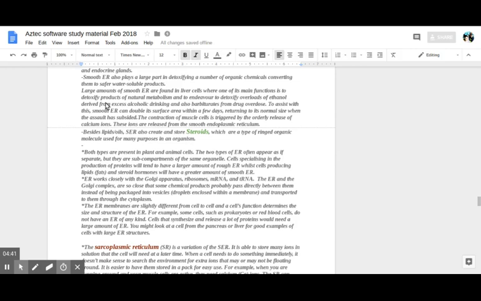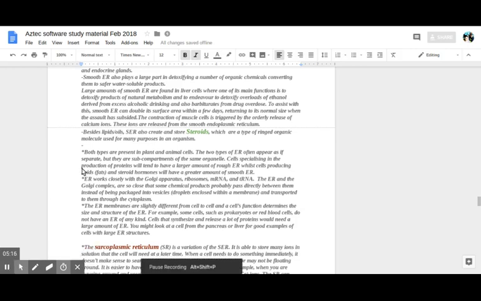To assist with this, smooth ER doubles its surface area within a few days, returning to its normal size when the assault has subsided. The contraction of muscle cells is triggered by the orderly release of calcium ions. These ions are released from the smooth endoplasmic reticulum. Besides lipids and oils, smooth ER also creates and stores steroids, which are a type of ringed organic molecule used for many purposes in an organism.